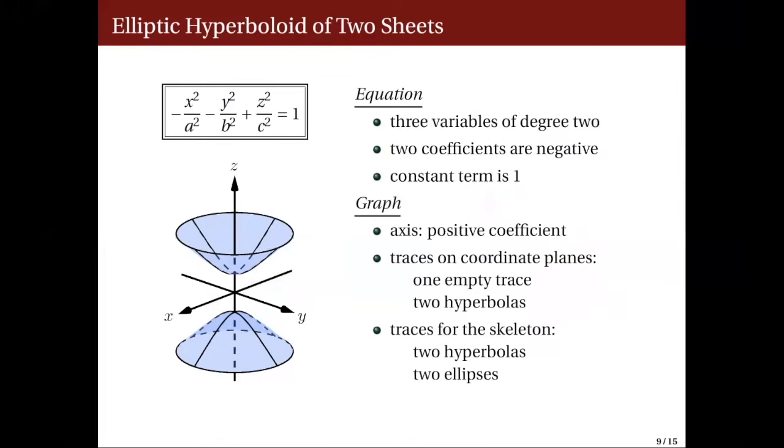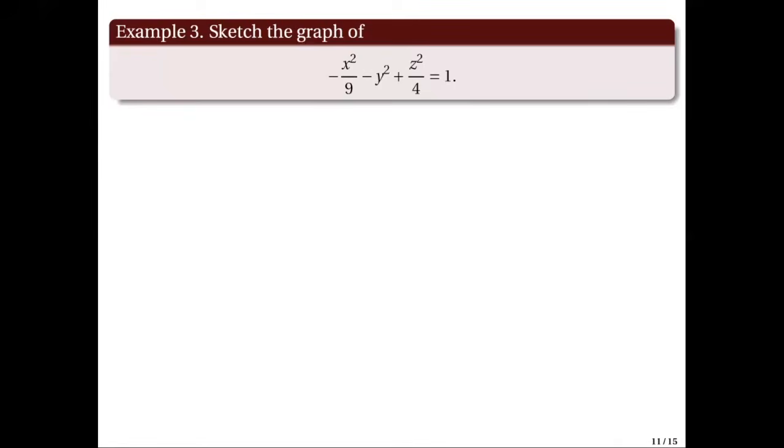Okay, and so to get such illustration, an upright elliptic hyperboloid of two sheets, we again set the vertical axis as the axis of the elliptic hyperboloid of two sheets. Let us consider an example. In this example, observe that all variables are of degree 2, with exactly one of them having a positive coefficient, and the constant term is equal to 1. Thus, this represents an elliptic hyperboloid of two sheets.